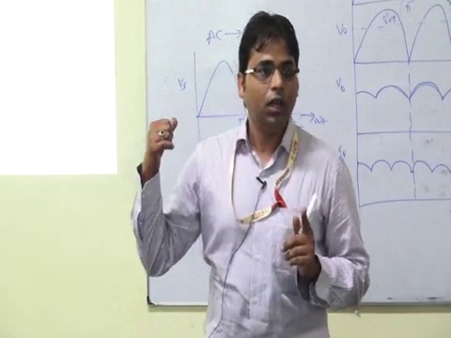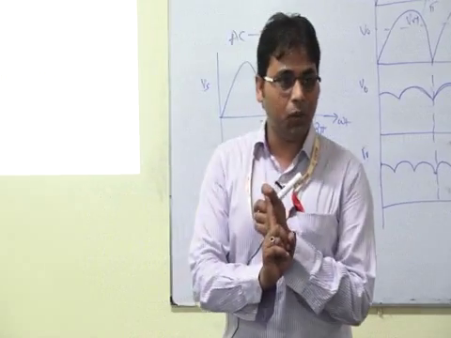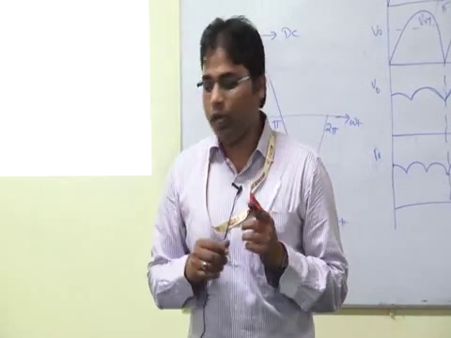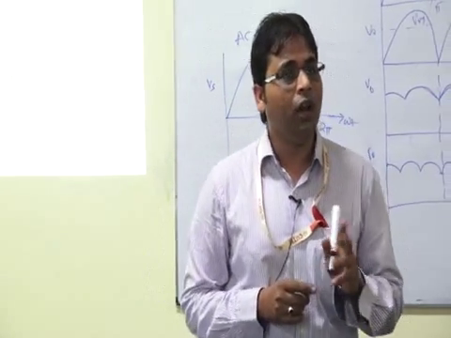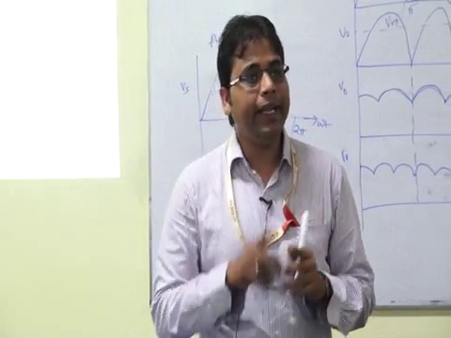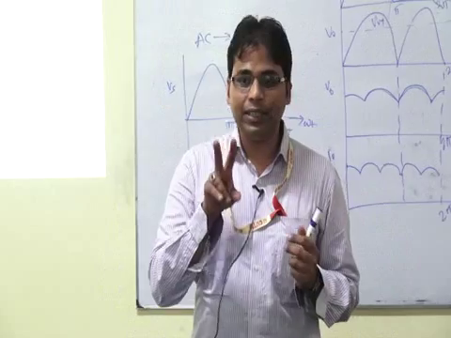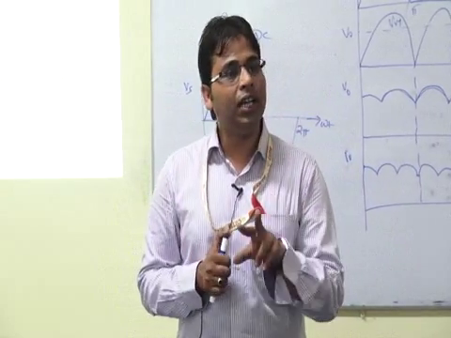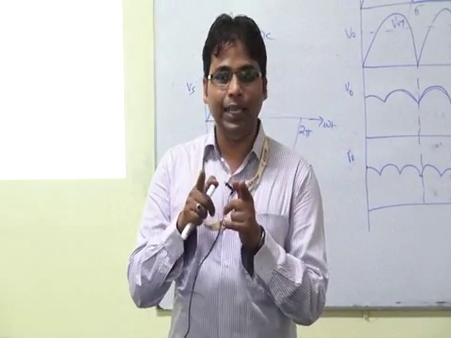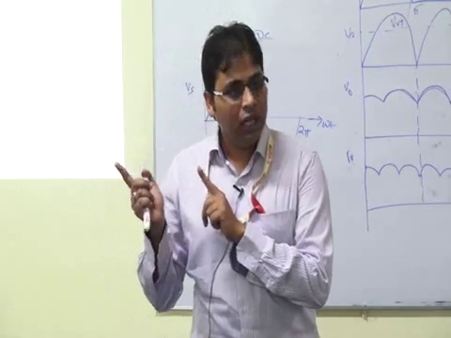Why is it conducting for 120 degree? We will see that in the waveform. One thyristor will conduct for 120 degree and each pair will conduct for 60 degree. Two thyristors are conducting at a time, that pair will conduct for 60 degree, then it will shift to the next pair.